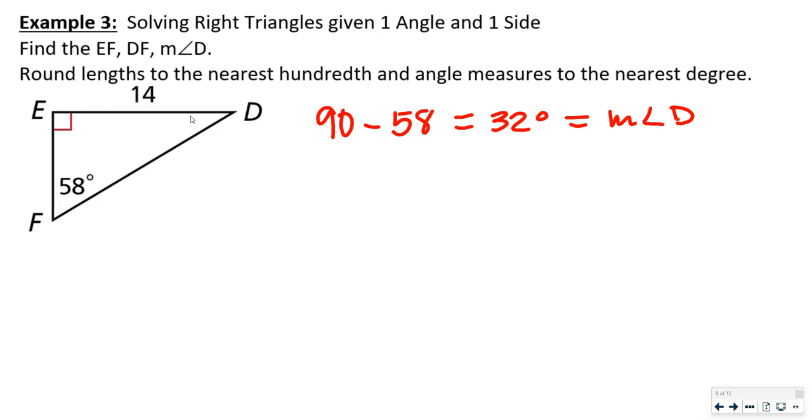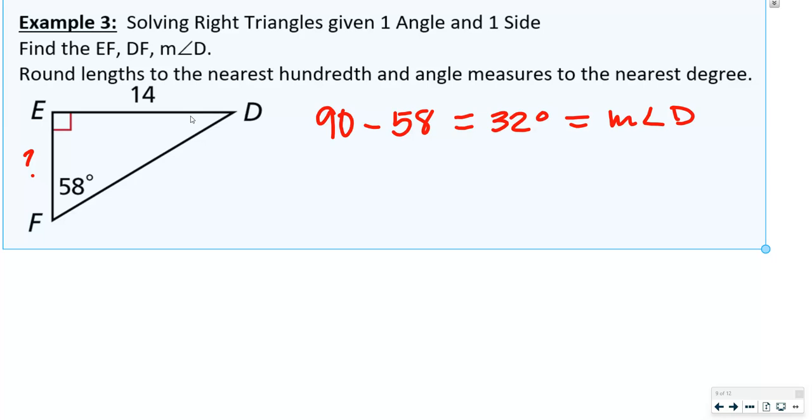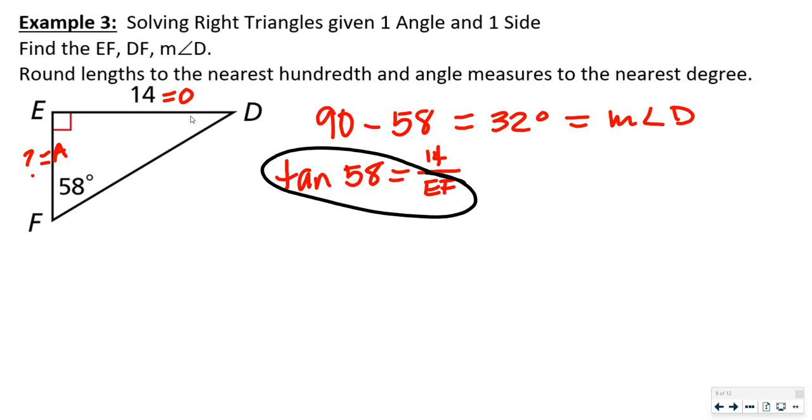Now, we need to find EF and DF, right? So if we're looking for EF right here, how does that relate to the 58 degrees? Remember, we're going to use the angle measure we have, right? So isn't that adjacent? And wouldn't this be opposite? What ratio uses opposite and adjacent? Tangent, right? So we're going to say the tangent of 58 is equal to 14 over EF. Now remember what we said. What happens when we do this? These swap places, right? So that means EF is going to be equal to 14 divided by the tan of 58. Go ahead and do that in your calculator and tell me what EF is.